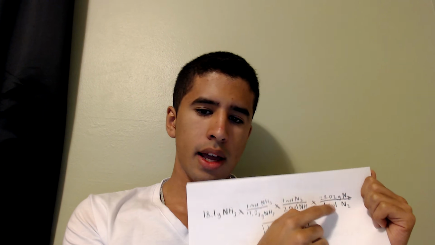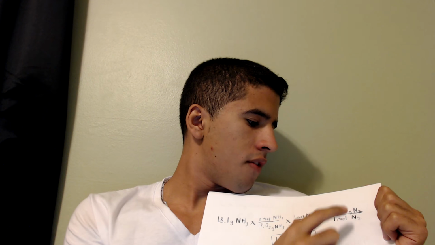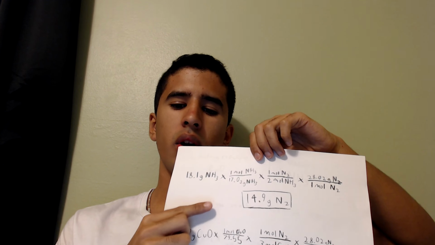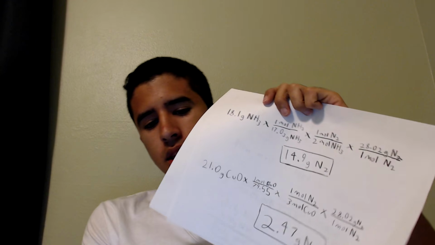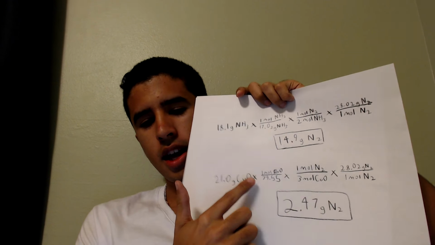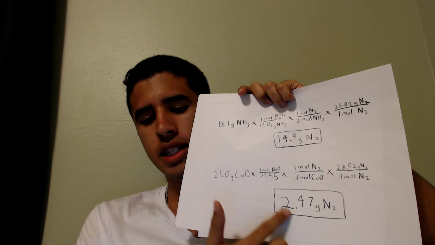Then you would cancel out the moles of N2 by multiplying by the molar mass of N2, which is 28.02 grams, which you get the same way you got the molar mass for NH3. That would all cancel out, and you would be left with the answer of 14.9 grams of N2. Pretty neat, huh? And you would basically do the same thing with 21.0 grams of CuO, and you would get 2.47 grams of N2.